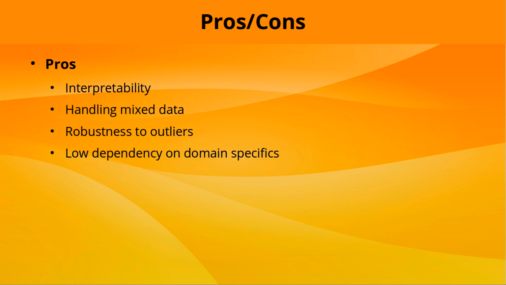Low dependency on domain specifics. Decision trees can be applied to a wide range of problem domains without requiring deep domain expertise. This characteristic is advantageous as it enables decision trees to handle datasets where the importance of features may vary across different problems, also reducing the need for manual feature selection.